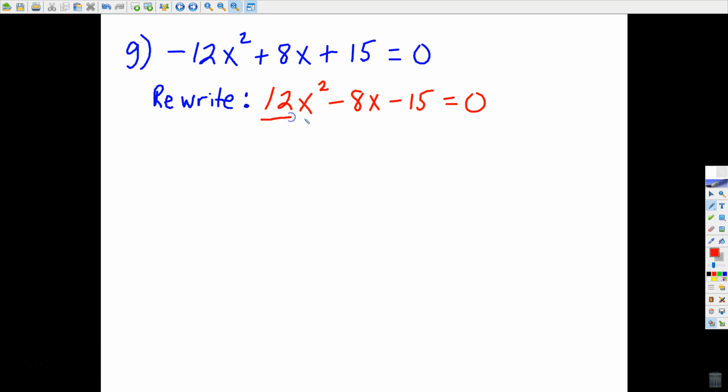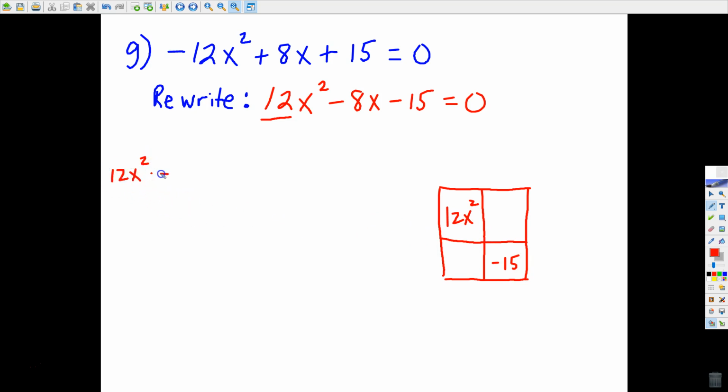And I notice that the a term, the number in front of x squared, is larger than 1. So I'm going to go to the box method for this one. Okay, it starts by putting the first and the last across from each other diagonally. Multiply those together. And if you do, you will get negative 180x squared.